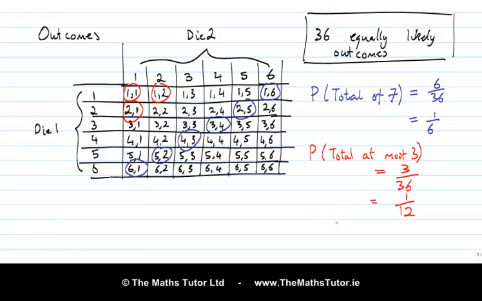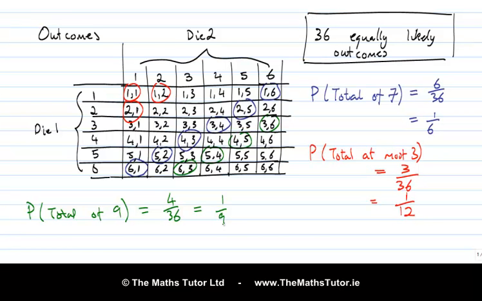Let's look at some other events. What about the probability of a total of 9? So again, we go through our table and look for the outcomes that give a total of 9. And we see here 3 and a 6, 4 and a 5, 5 and a 4, and a 6 and a 3. So there are 4 of them. So we get 4 divided by 36, which is 1 over 9.